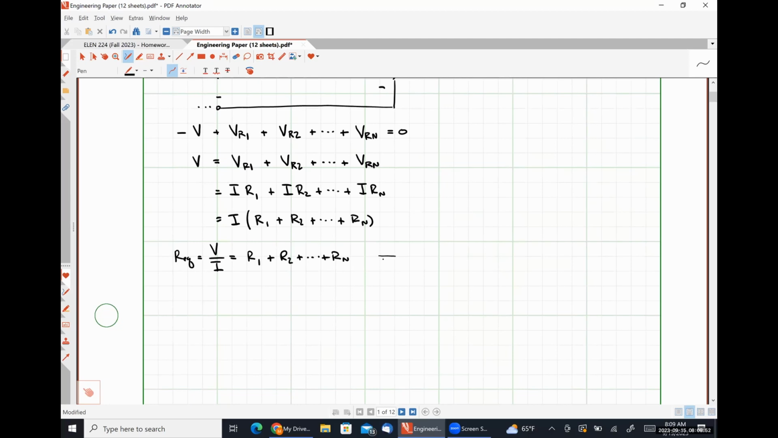In a more formal mathematical notation, I'm going to say that Req sub S, representing in series, is equal to the sum from K equals 1 to N of R sub K, meaning that we just add up all the resistors that we see in series, and that's the equivalent resistance. Again, something that you should already know, but we've formally explained why that works using Kirchhoff's voltage law and Ohm's law.